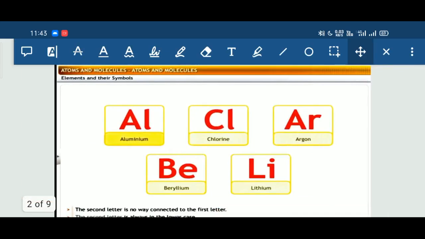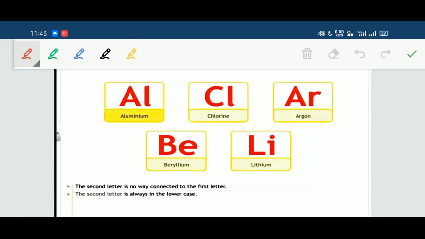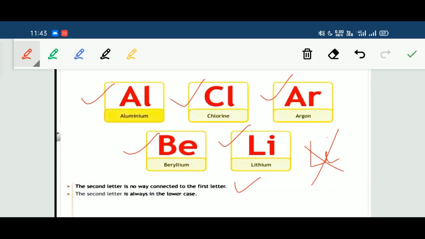Number 2, there are certain cases in which two letters are used for representing the symbol of an element. For example, Al for aluminium, Cl for chlorine, Ar for argon, Be for beryllium, Li for lithium. In these cases, the second letter is in no way connected to the first letter. That means we are writing them separately. We are not writing them in a continuous manner like this. So L and I have to be written separately, in which the first letter has to be written in capital letters and the second letter has to be written in lowercase.